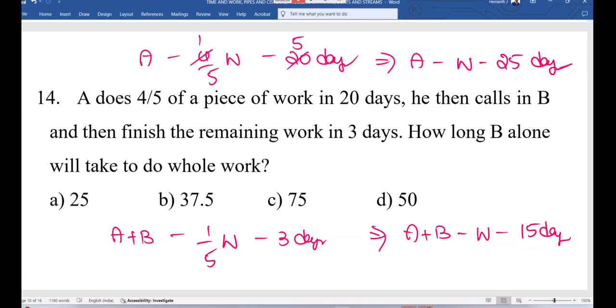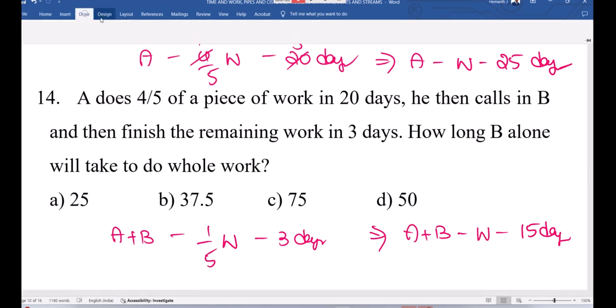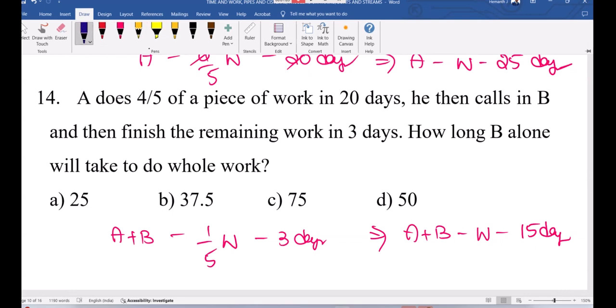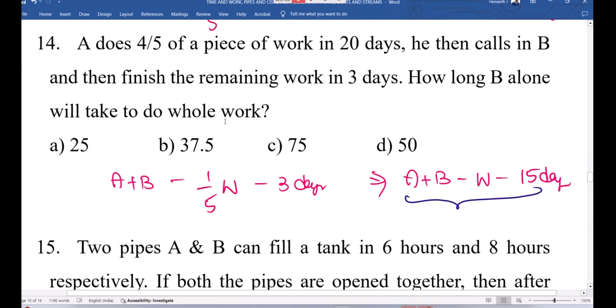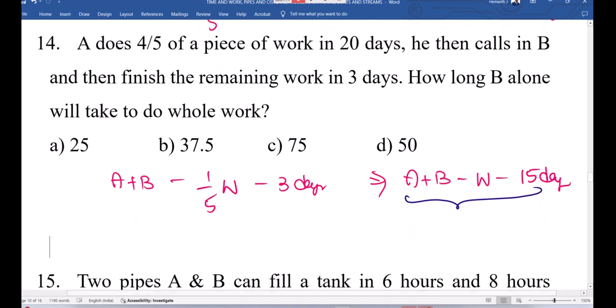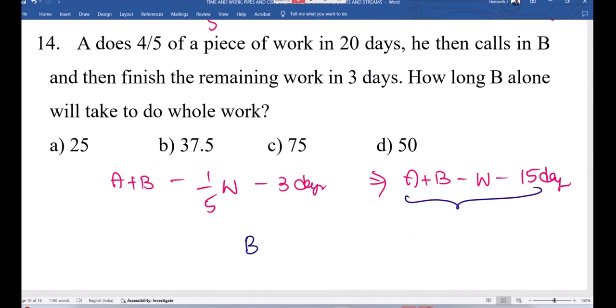Now B alone. When together is given, alone means product divided by difference. There is a shortcut we can apply whenever together is there. When they're asking B alone, product 15 into 25, A alone, divided by difference 10. So 5 2 times, 5 3 times, 75 divided by 2, 37.5.